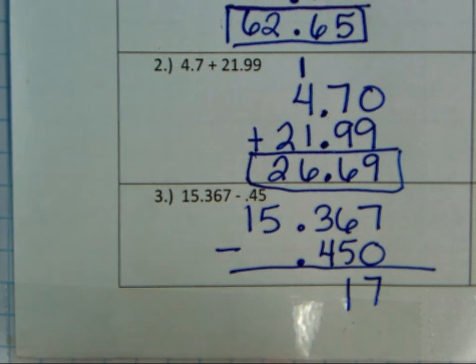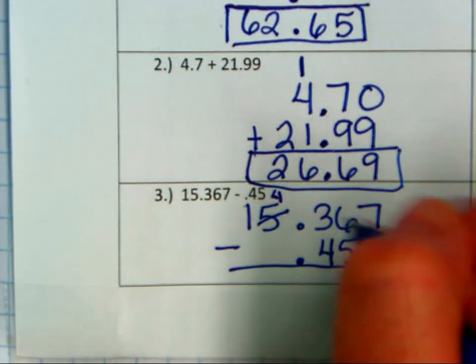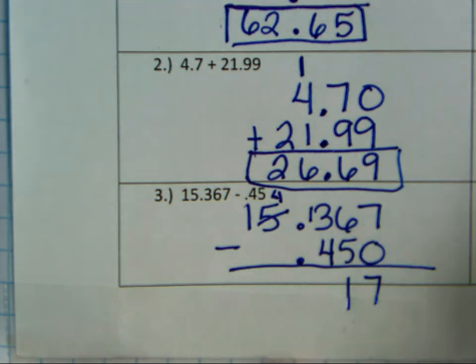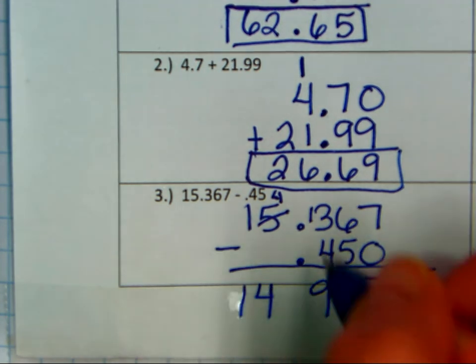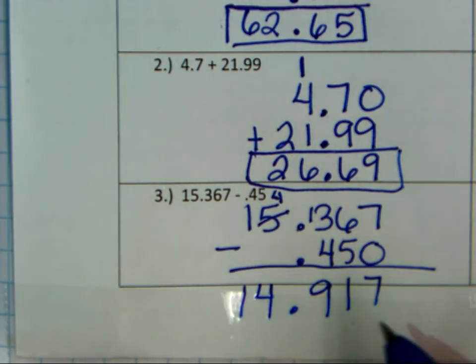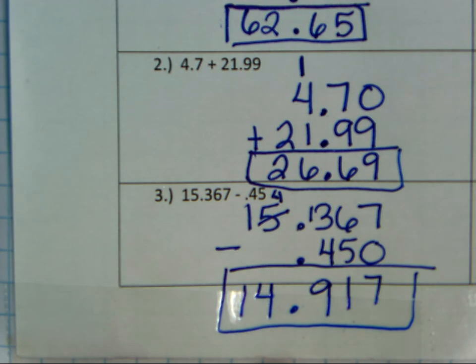3 minus 4, well, I have to borrow. So I'm going to come over here and borrow 10 from here. Alright, now I've got 13 minus 4 is 9. And I'm just going to bring this 14 down. Decimal, decimal, drop it down. And my answer now is 14 and 917 thousandths.